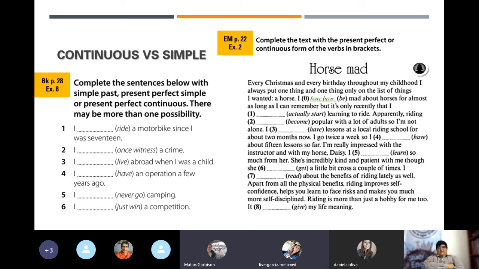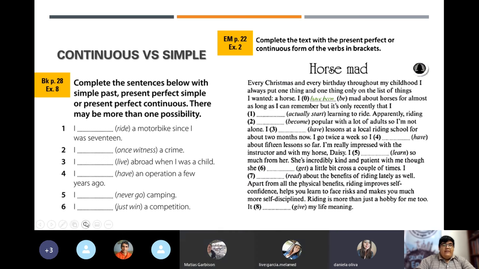I ride a motorbike since I was 17. I ride a motorbike since I was 17, like that? Yes. I don't think so. What about the rest? I don't think so. I have been riding. I have. What is the participle of ride? Right.